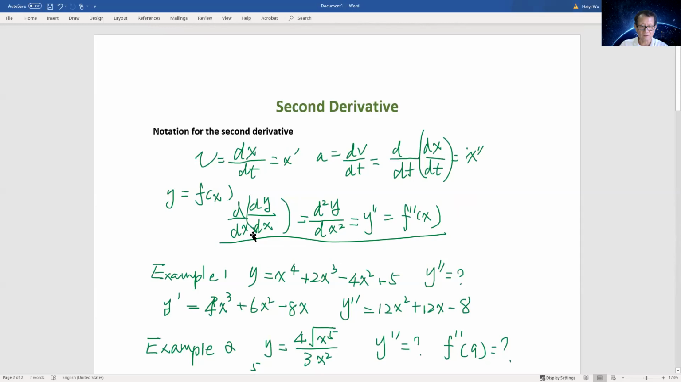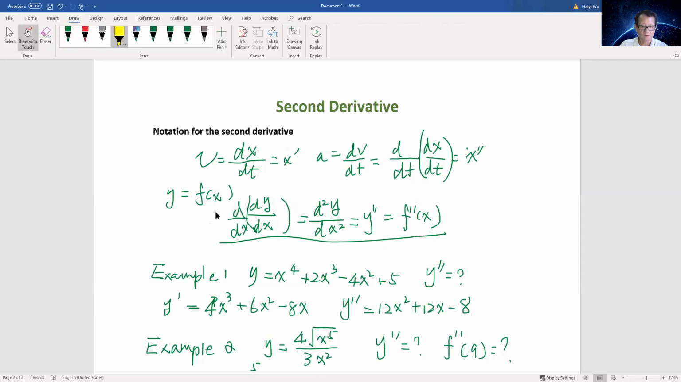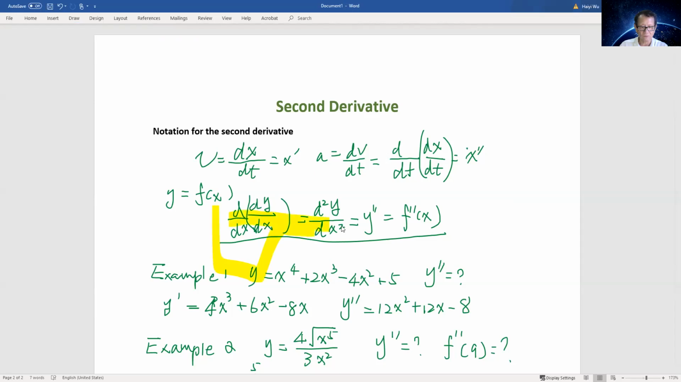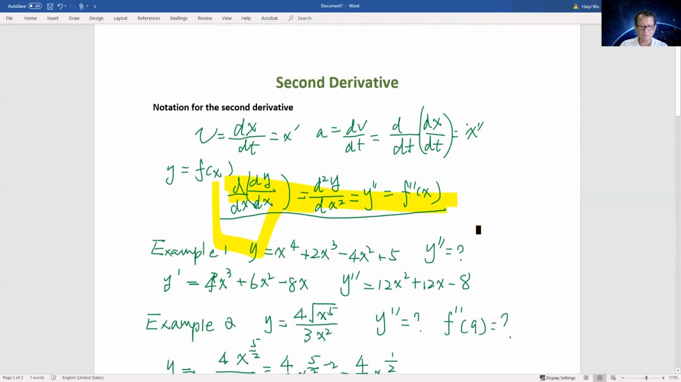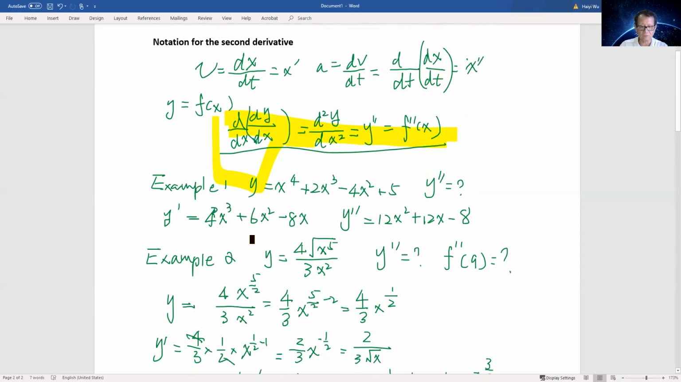Today we talked about this formula. So you can write down the formula into your book. So this is important notation to understand. Then practice some of the questions in your textbook.